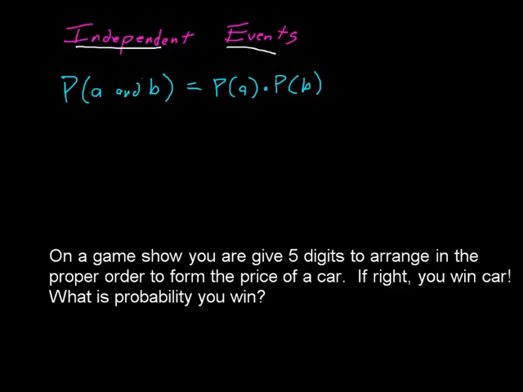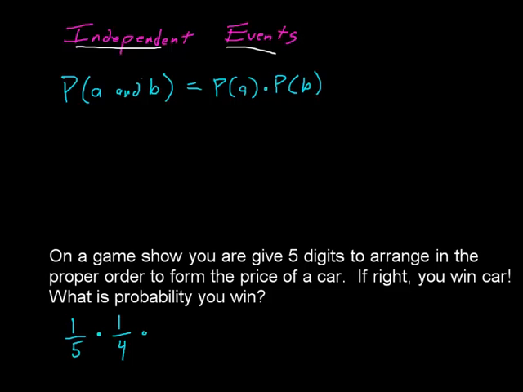So on a game show, you are given 5 digits to arrange in the proper order to form the price of a car. So we're on The Price Is Right. We got 5 digits in front of us, and if we put them in the right order, that makes the price of the car, we win the car. So what's the probability you win? Well, for that first number, you have a 1 in 5 chance of getting it right. But now you've placed that number. So for the second number, you have a 1 in 4 chance of getting it right.